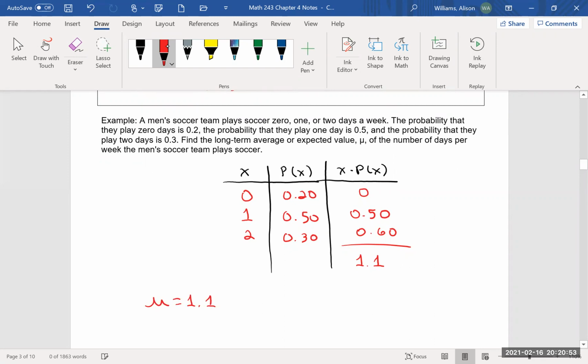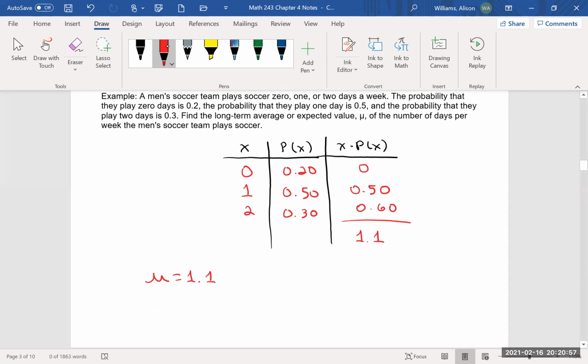So what that says to us is that we expect in the long term that the number of days that the team is going to play is usually 1 day a week. But when they're averaging it out over the long term, sometimes they do 2 days, sometimes they don't do any days, but most of the time it's 1, and that's the expected value.